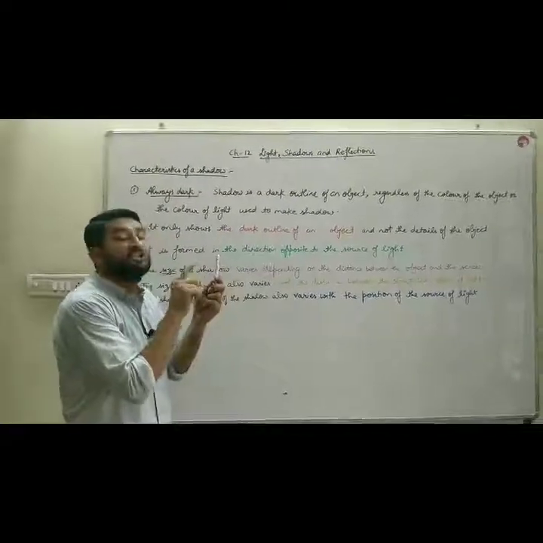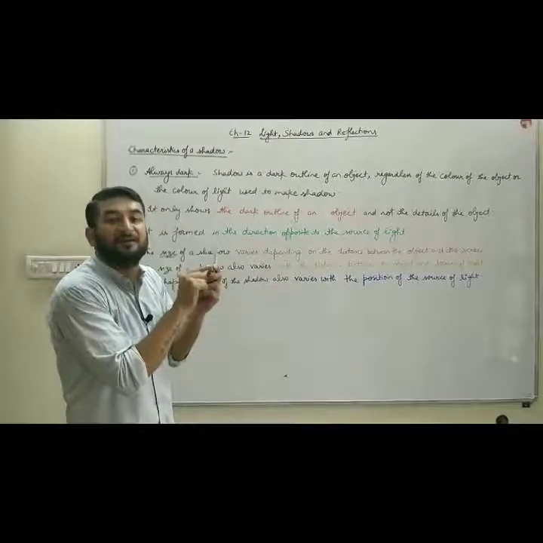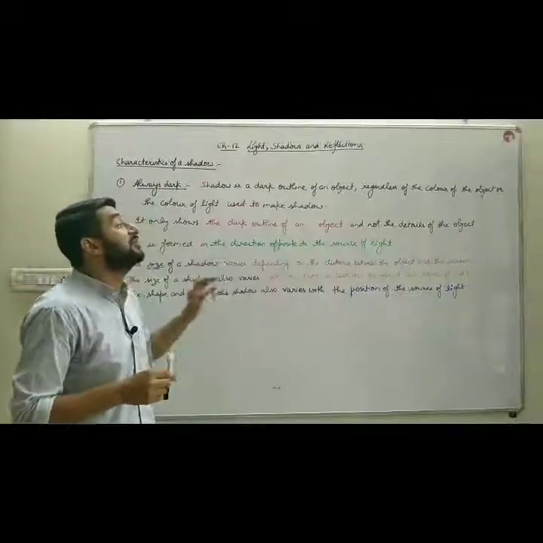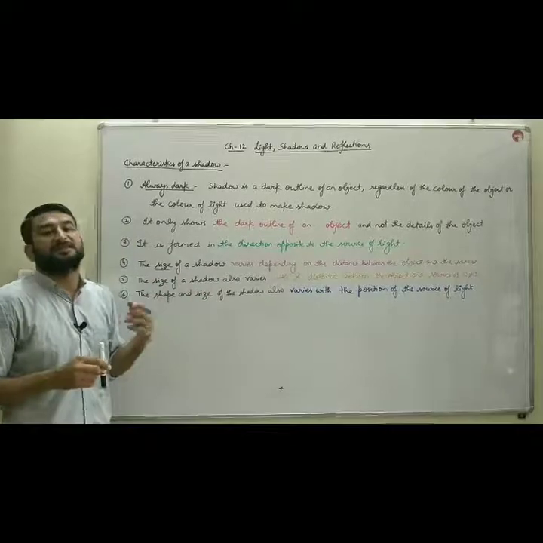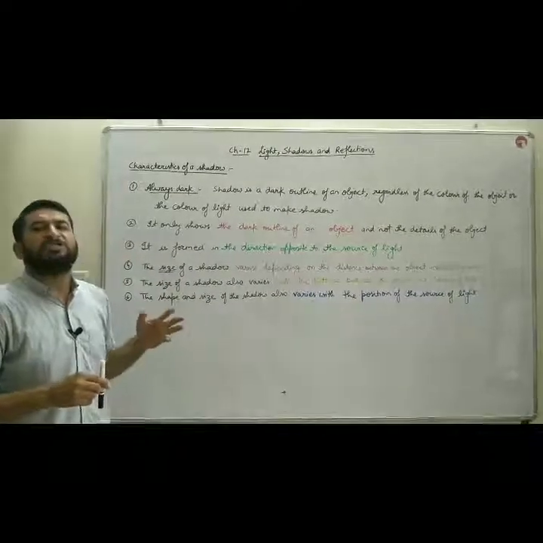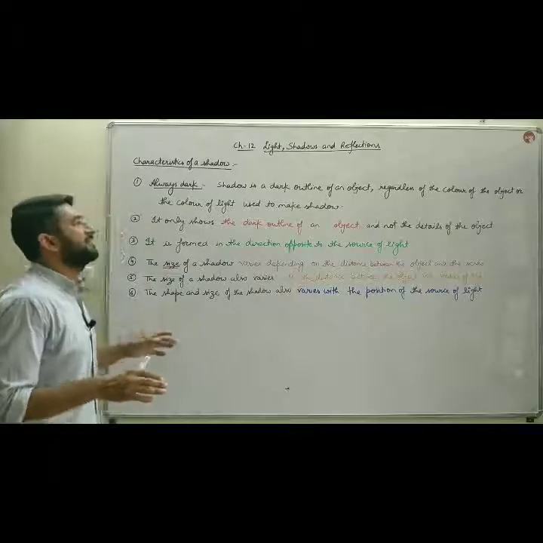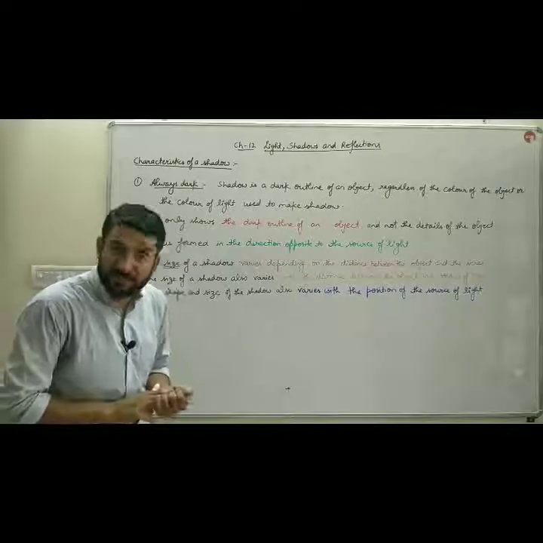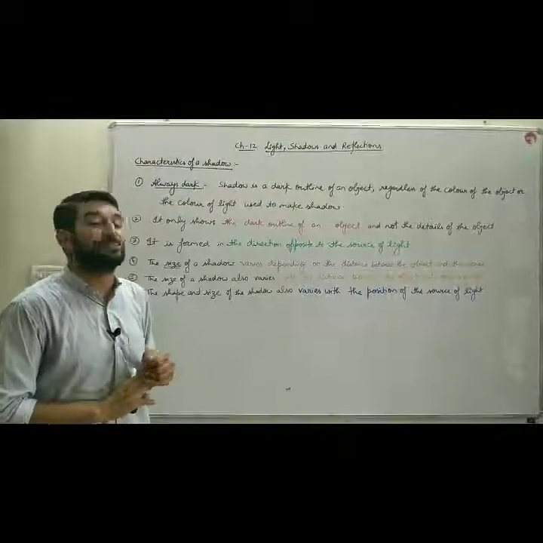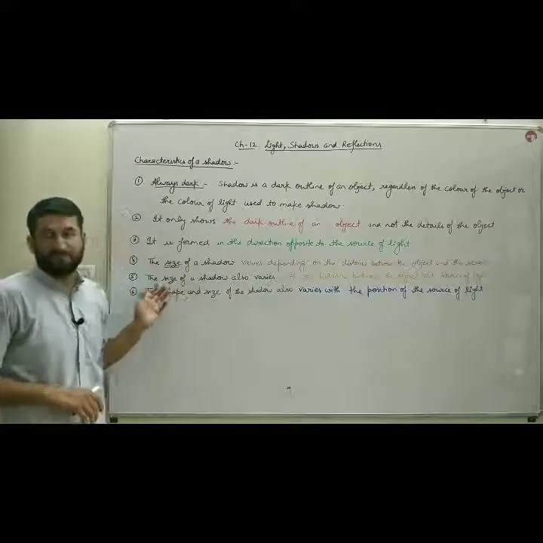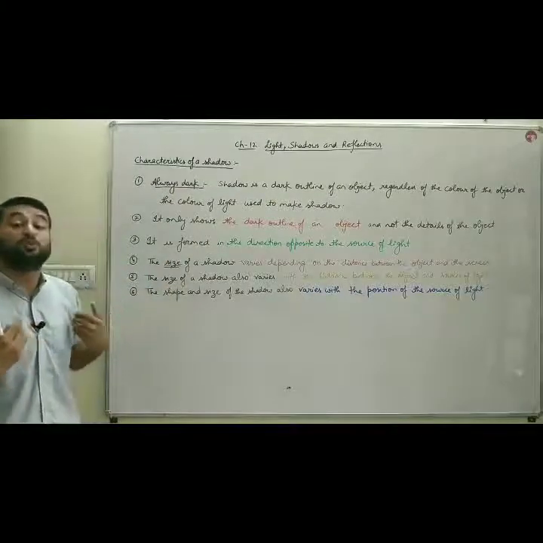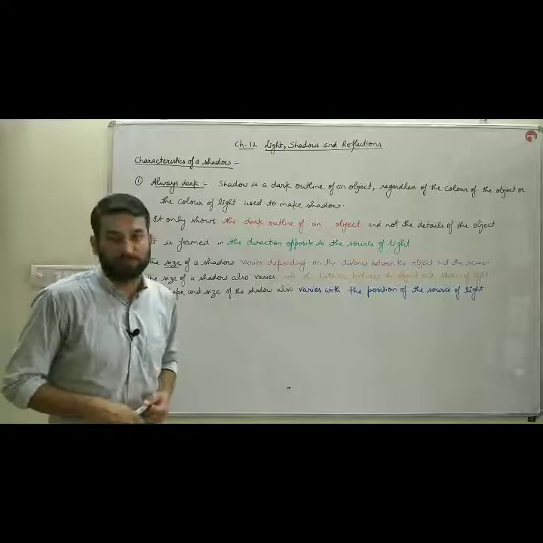If I wore an orange color shirt, then also the shadow will still remain black. If I make the shadow of this white marker, then the shadow still remains dark, that is black in color. So shadow is always dark, regardless of the color of the object or the color of the light which is falling on the object, which light we are using to make the shadow.